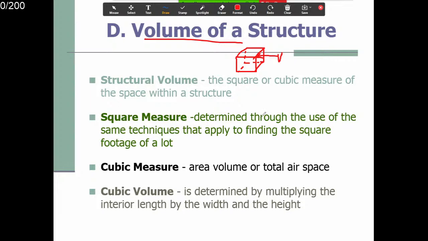So a square measure is determined through the use of the same technique. Okay, you first find the square footage, and then you find out the height, to get the cubic measurement. So cubic volume is determined by multiplying the interior length by the width, by the height. Okay, so this is what we call 3 dimensions.